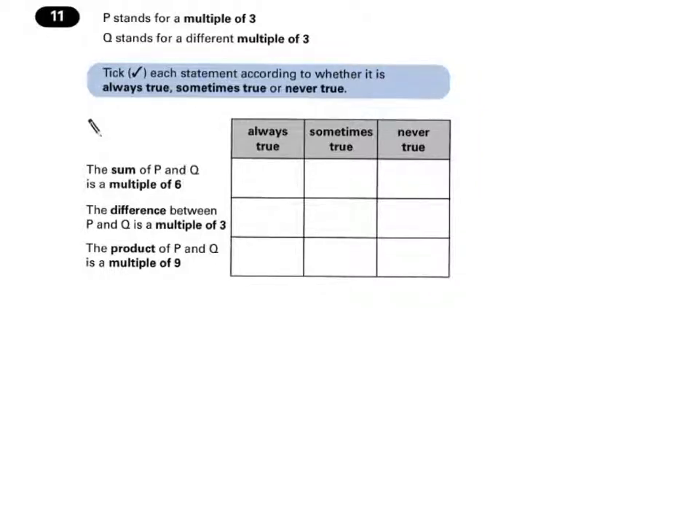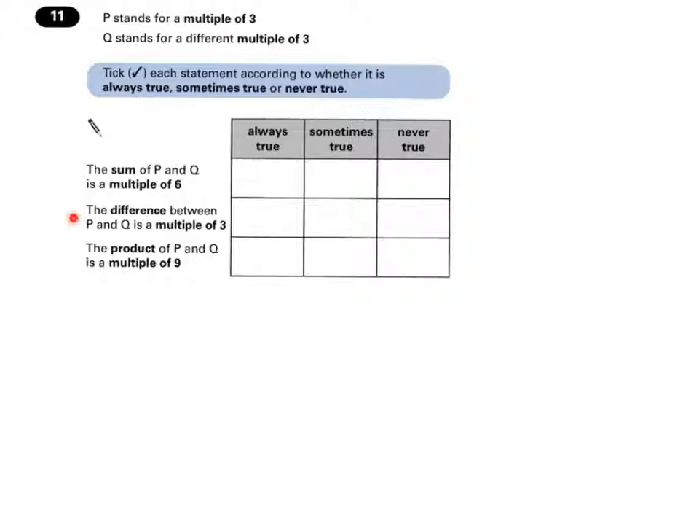Wow, question 11. So P stands for a multiple of 3. So that means it can be a number that's in the 3 times table. Q also stands for a multiple of 3. It's a different number in the 3 times table. And we want to know whether, from these 3 statements, they are always true, no matter what the value of P and Q is. Sometimes will they be true, or are they never true?